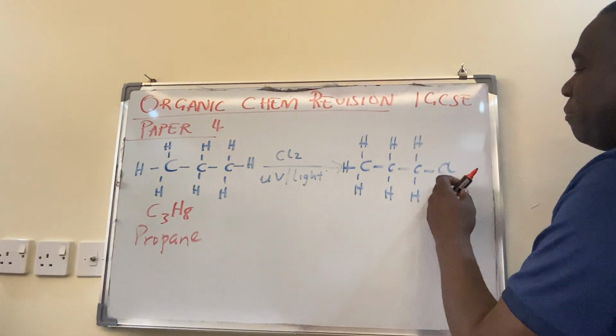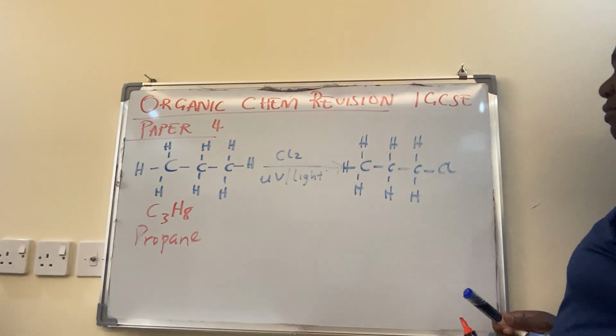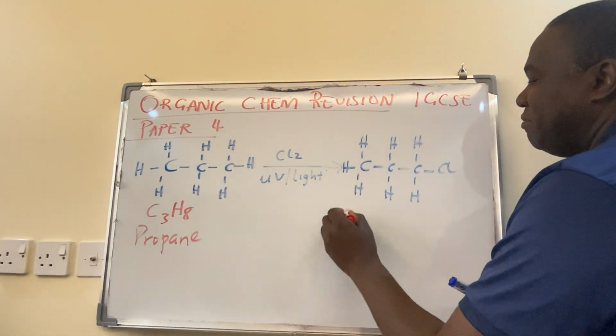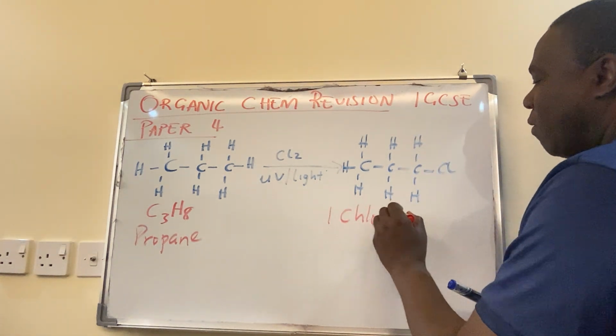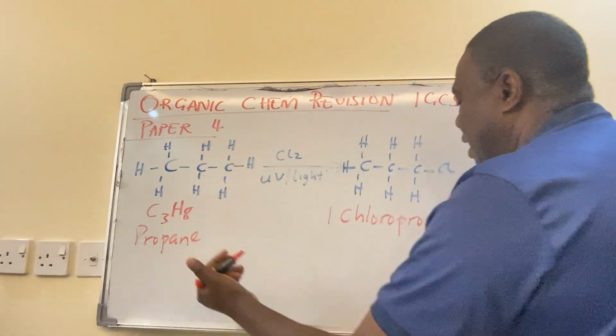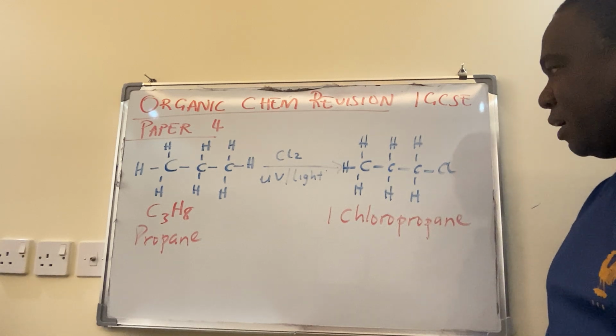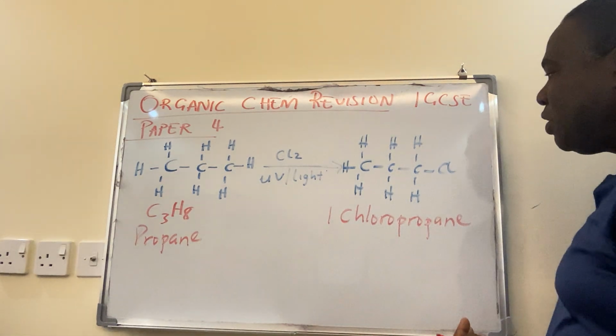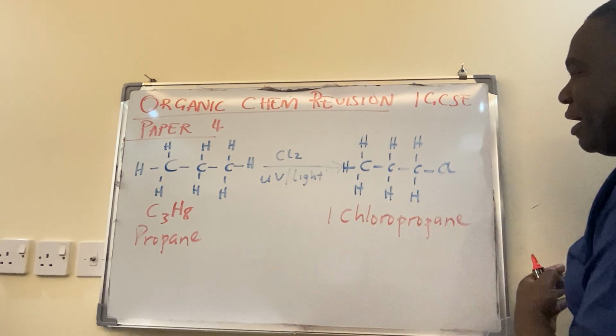But now with our propane, one of the hydrogens is substituted. So we now have chlorine on carbon number 1. So this one is now 1-chloropropane, okay? We have changed our hydrocarbon to a halogenoalkane, and we have done that using chlorine in the presence of UV, okay? So this is 1-chloropropane.